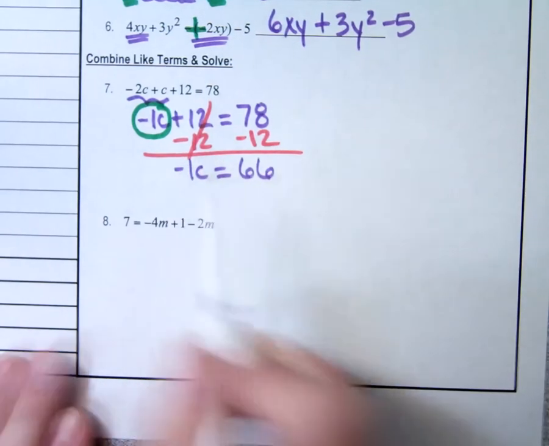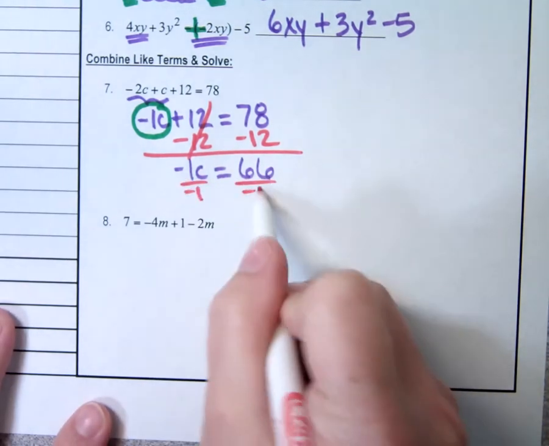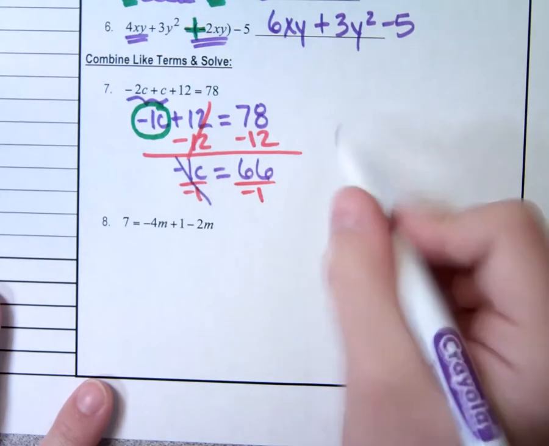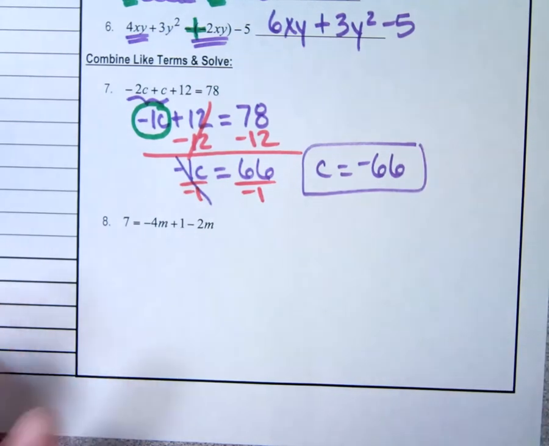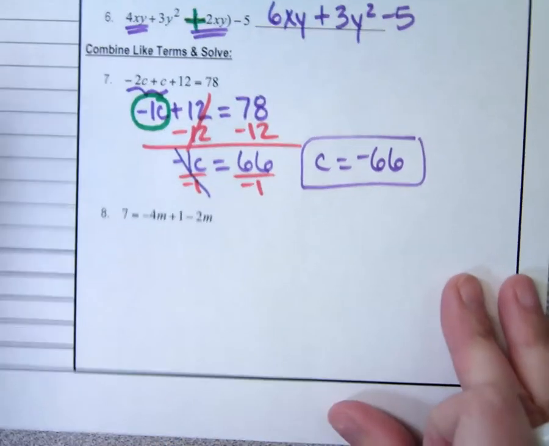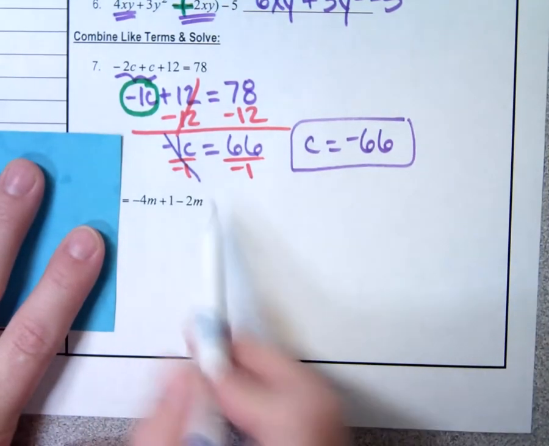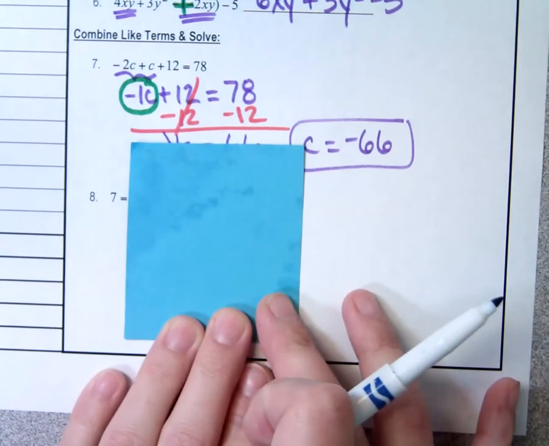And then how do I undo multiplication? I divide. So I divide both sides by negative 1. And what is 66 divided by negative 1? A negative 66. So we're using the skills that we've been using. It's just now we have an extra rule. And that rule is if you ever have like terms on one side of an equal sign, you want to combine them together.